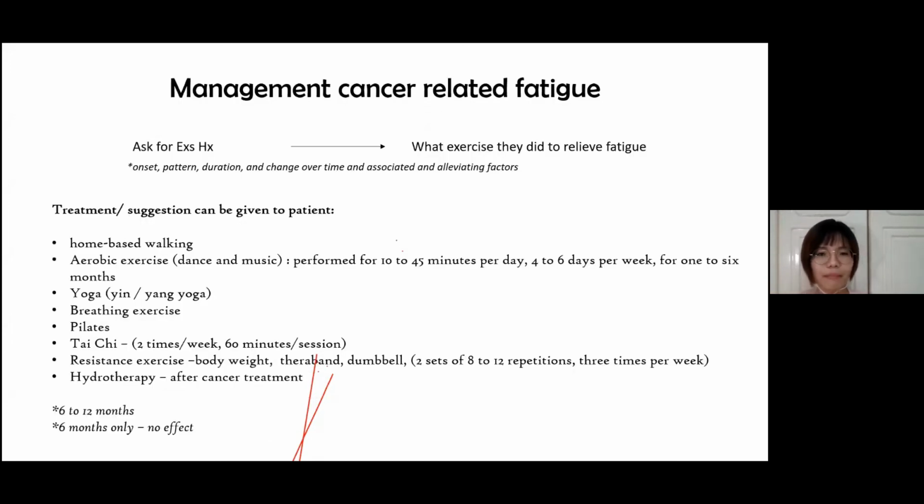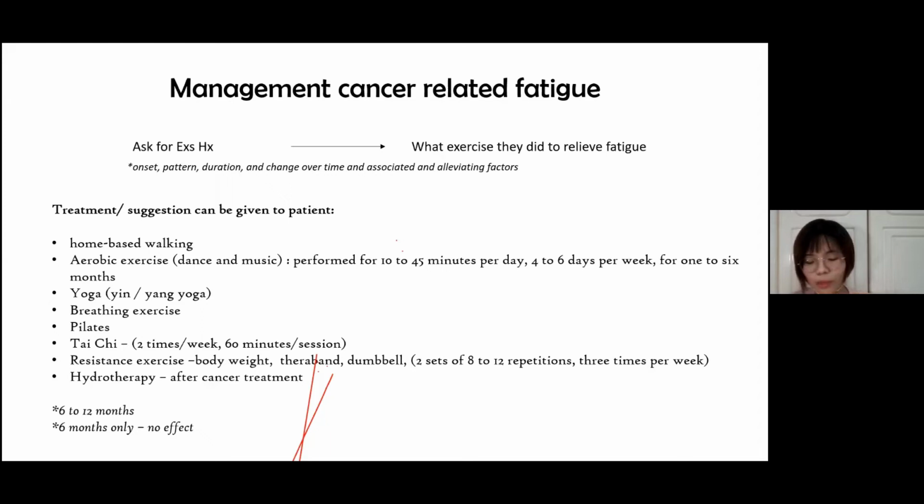Okay, another thing we can do to manage cancer-related fatigue is to ask for the exercise history. So when you are fatigued, what exercise do you do to relieve your fatigue? When is the onset of the fatigue? Patterns, duration, how long is your fatigue? And does your fatigue change over time or associate with other factors? Just ask the patient and record. So we have the idea of whether this patient was active before the cancer and during the cancer.